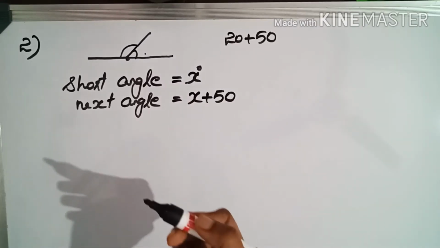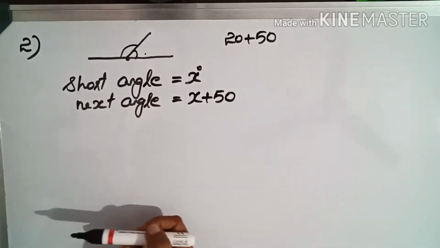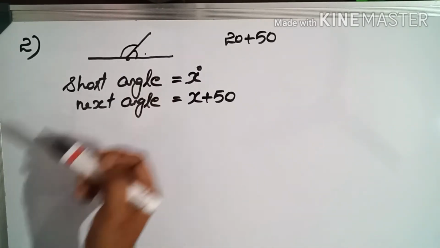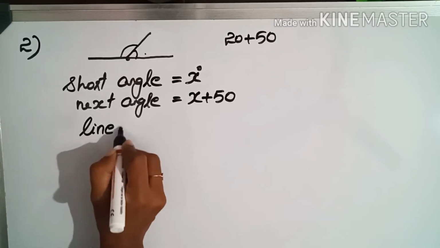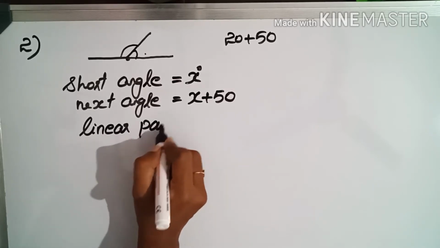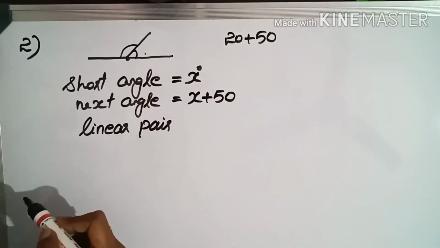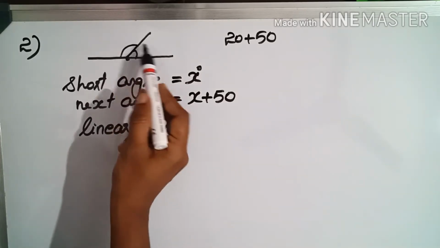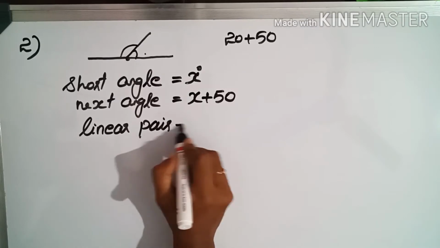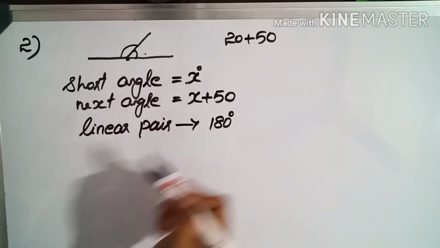Now we have no equations given in this question. The only thing is one line and another line. When you check this figure, you can see that it forms a linear pair. Sometimes in the question itself there is a clue how to find it, but here it is only a linear pair. But we know linear pair means the sum of these two angles equals 180 degrees.